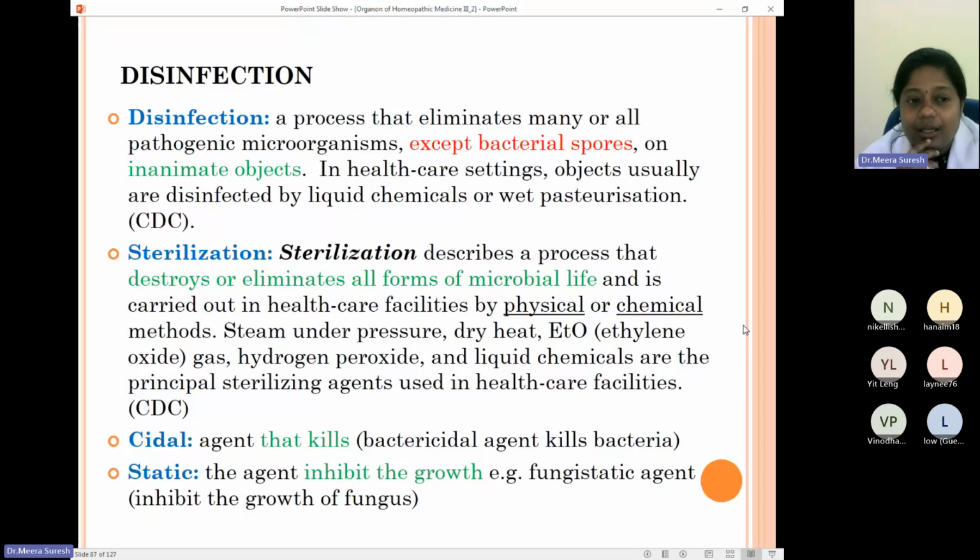Let's see. We have two terms whenever we talk about disinfection: one is disinfection and the other is sterilization. So what is the difference?